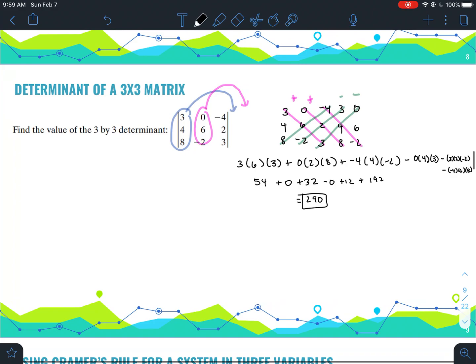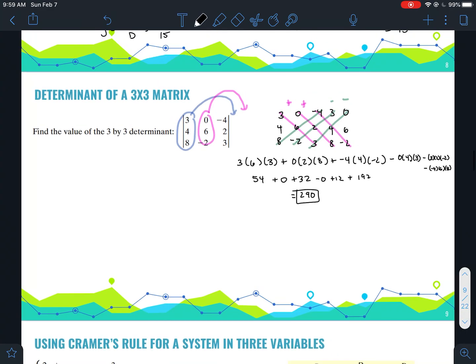So again, to find the determinant of a 3 by 3 matrix, start by rewriting the matrix: 3, 0, negative 4, 4, 6, 2, 8, negative 2, 3. Then tack on the first column to the end, 3, 4, 8, and then tack on the middle column to the end, 0, 6, negative 2. Then multiply across the diagonals, so 3 times 6 times 3, plus 0 times 2 times 8, plus negative 4 times negative 2. Then multiply going the other direction, from right to left, so 0 times 4 times 3, then minus 3 times 2 times negative 2, then minus negative 4 times 6 times 8. And then simplify that expression, and that would be the determinant of your 3 by 3 matrix.